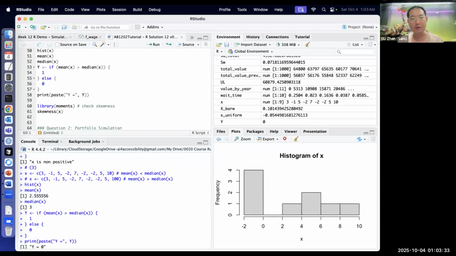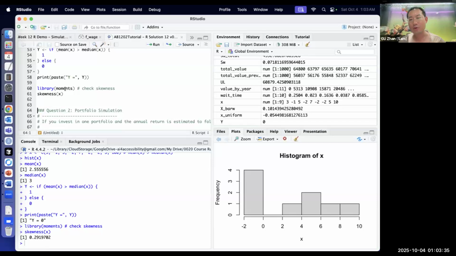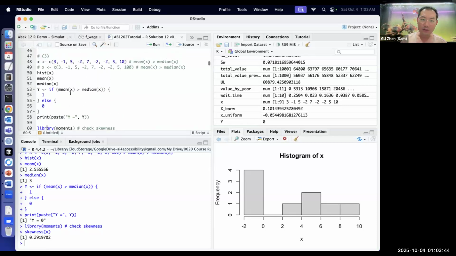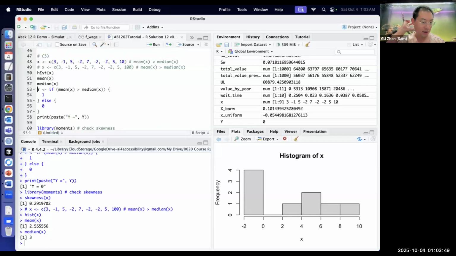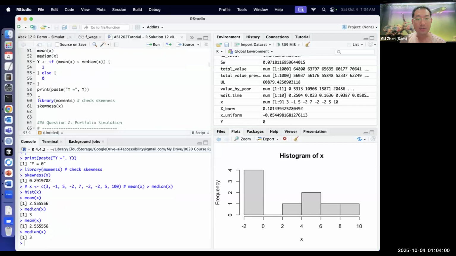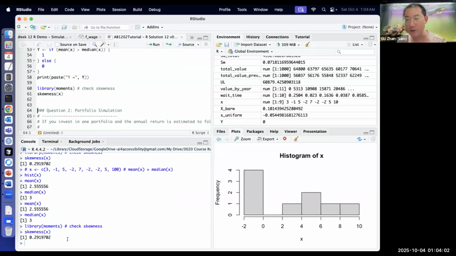Okay, we can also check skewness. We can use the moments or the e1071, these two libraries. The skewness function is contained there. So this is one of the examples I want to show you: you are seeing that the mean is smaller than the median. In general, it will be left skewed when the mean is lesser than the median. But when you actually calculate the skewness, it's positive. So that means it is right skewed.